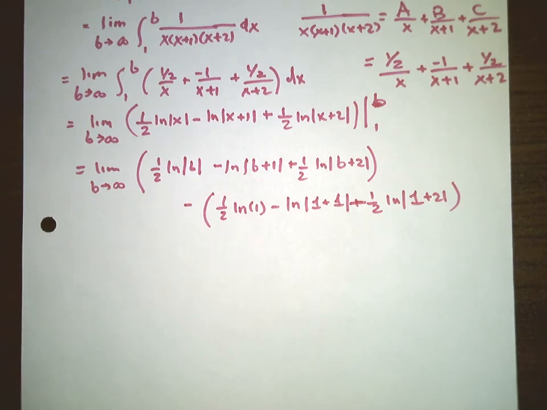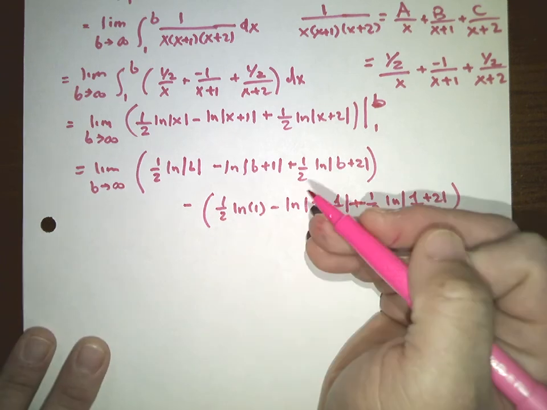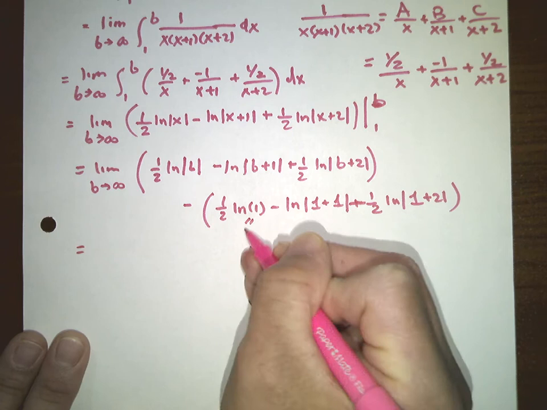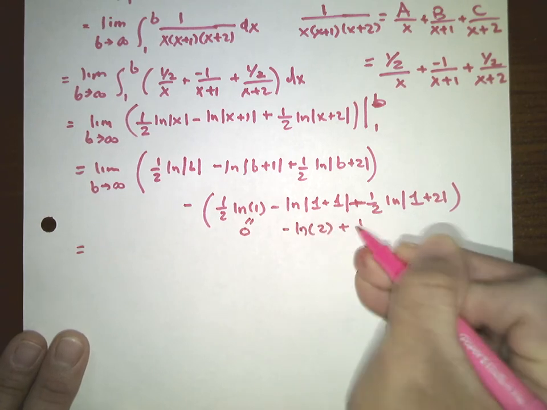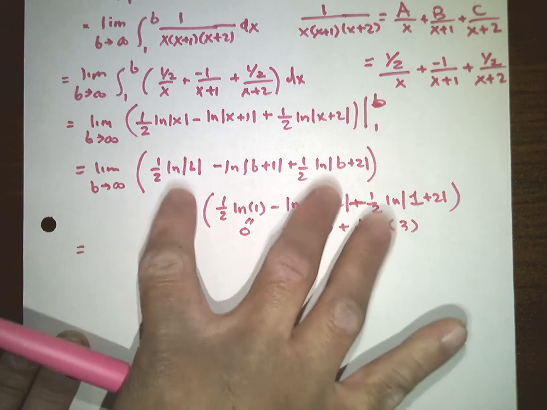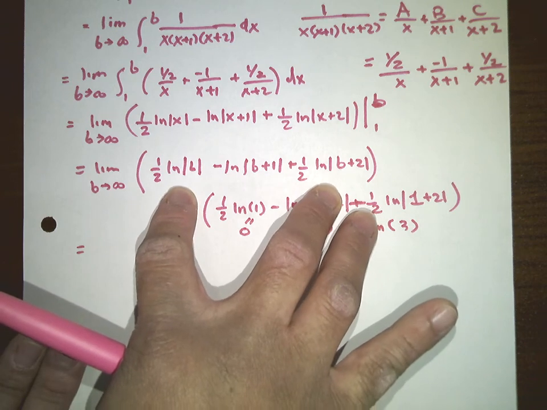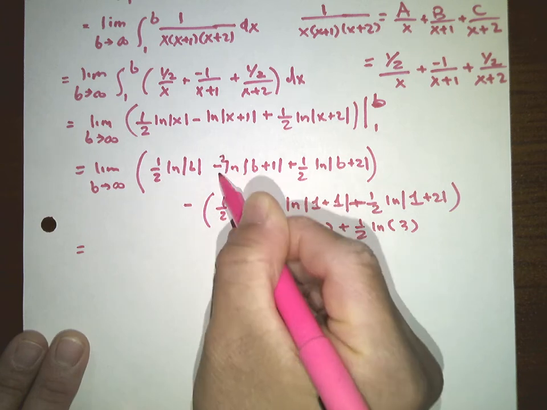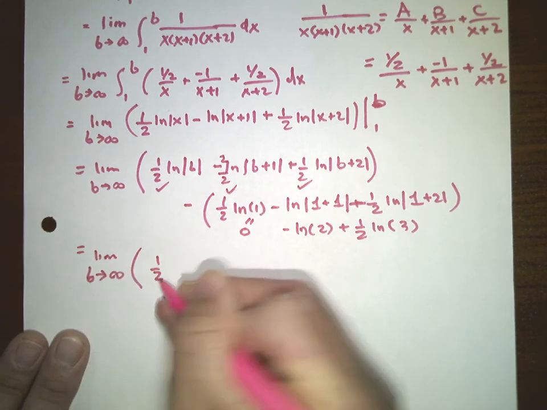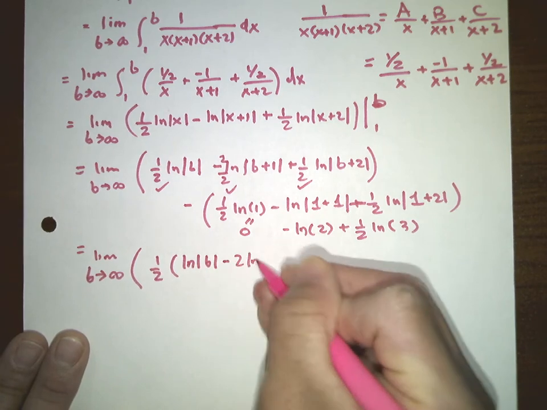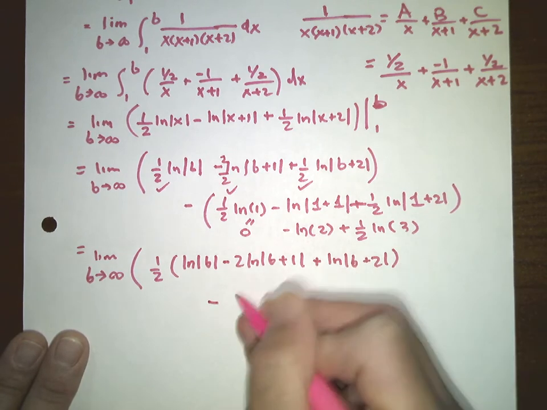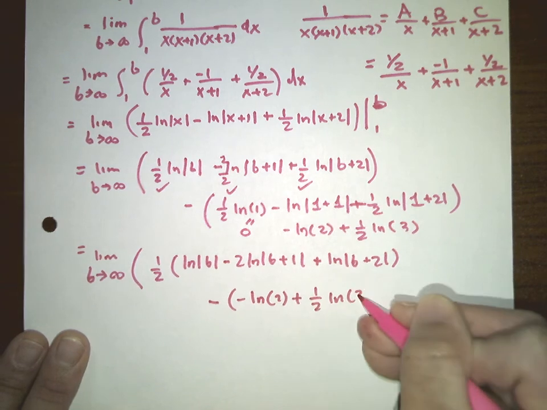So what do I have here when I simplify? Well, I know that natural log of 1 is 0. So this is just negative natural log of 2 plus 1/2 natural log of 3. I think what I'm actually going to do is make this into 2 over 2, so there's a common denominator of 2 here, and then I can factor out the 1/2. So limit as b goes to infinity of 1/2, and then natural log of b minus 2 natural log of b plus 1 plus natural log of b plus 2, and then we have minus the negative natural log of 2 plus 1/2 natural log of 3.